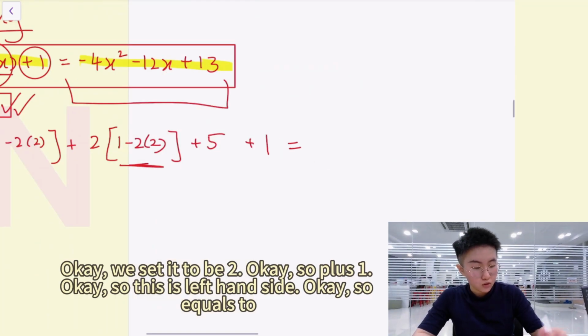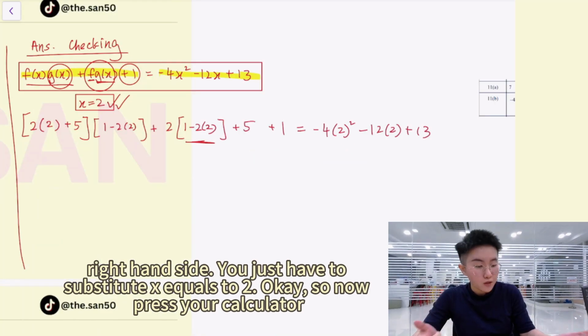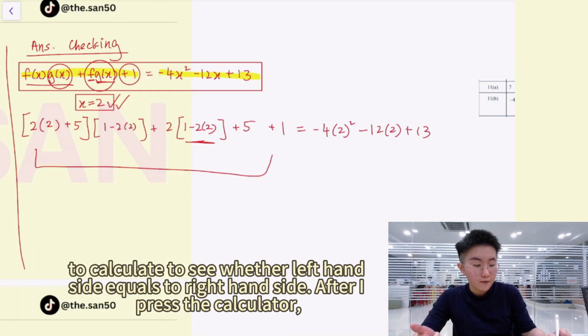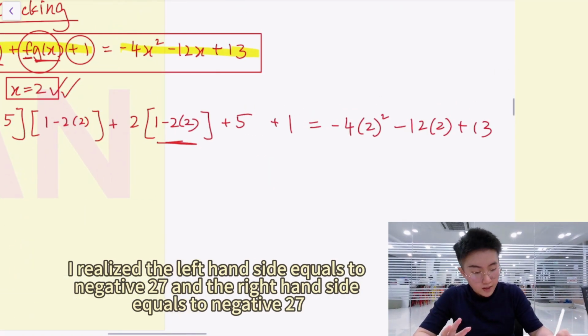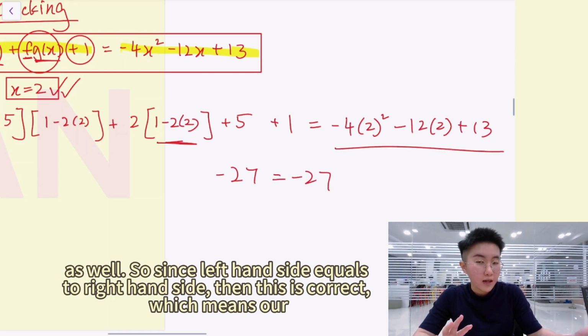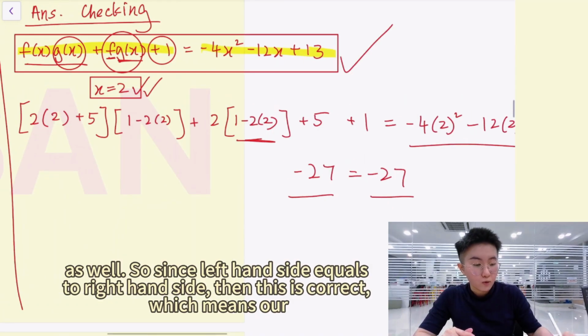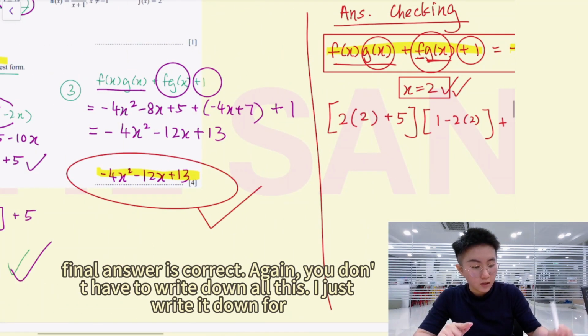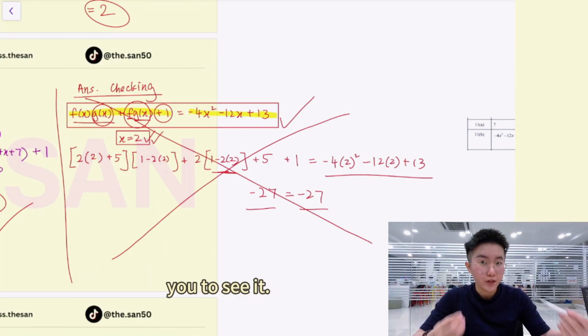The right hand side, you just have to substitute x equals 2. Now press your calculator to see whether left hand side equals right hand side. After I press the calculator, I realized the left hand side equals negative 27 and the right hand side equals negative 27 as well. So since left hand side equals right hand side, this is correct, which means our final answer is correct. Again, you don't have to write down all this. I just write it down for you to see it.